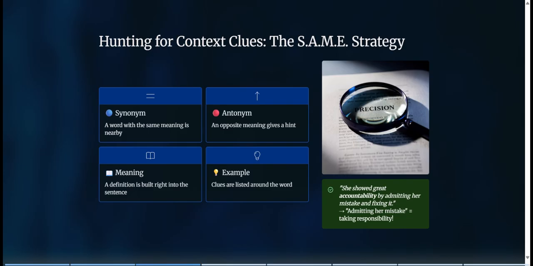She showed great accountability by admitting her mistake and fixing it. Admitting her mistake means taking responsibility. Let's keep on going.